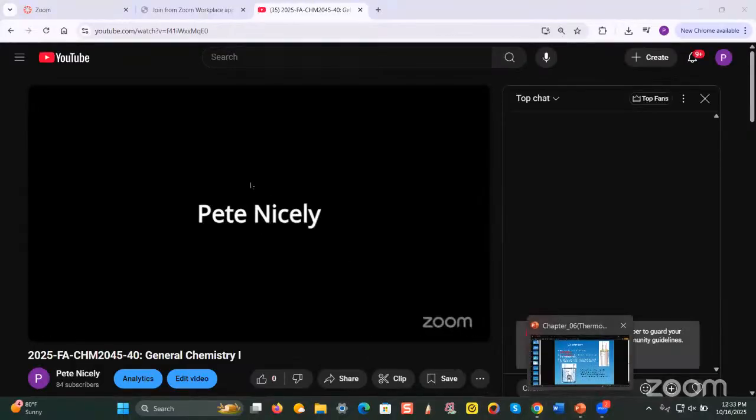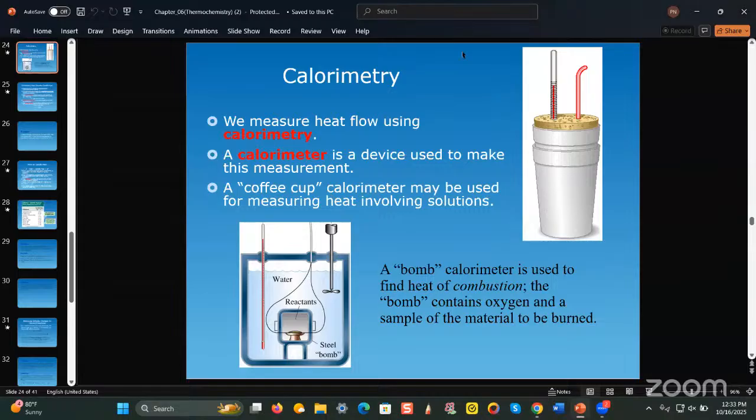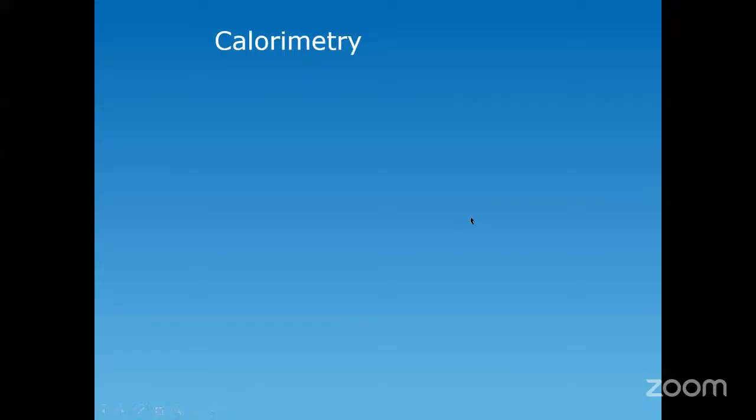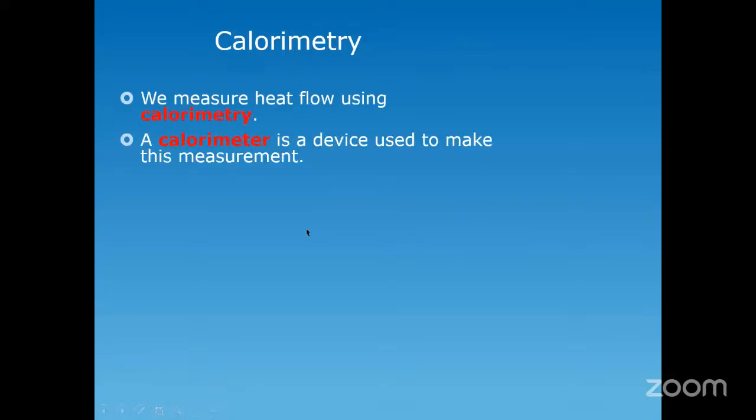Okay, so we're gonna continue our discussion on chapter 6. And we're gonna move on now to the topic of calorimetry, which is basically dealing with how do we measure heat flow. So we're gonna look at how do we in practice determine the amount of heat that is either produced or absorbed in a chemical reaction. And the device that we use to do this is called the calorimeter, all right?